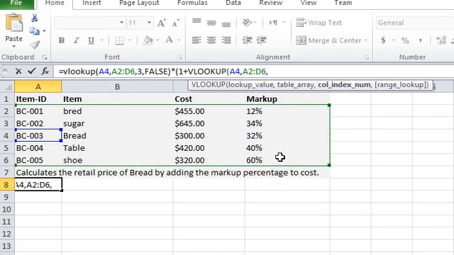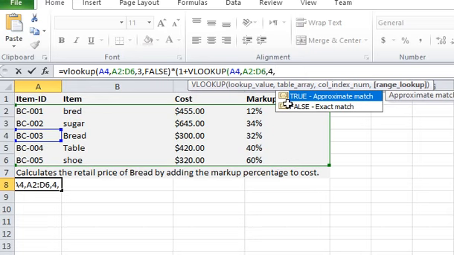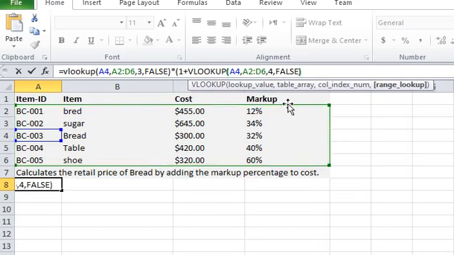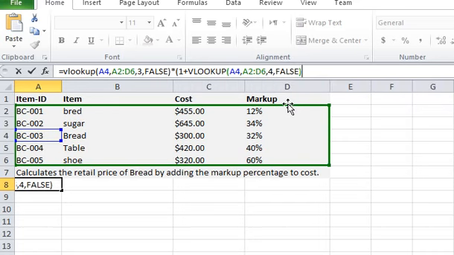Then the percentage markup is at column 4. So you pick 4. So this is a simple way to calculate the price of bread by adding the markup percentage cost.